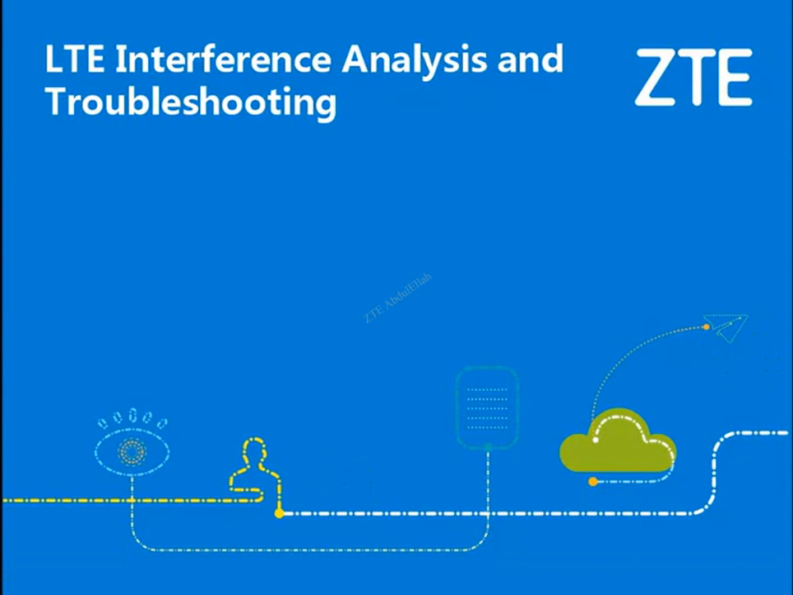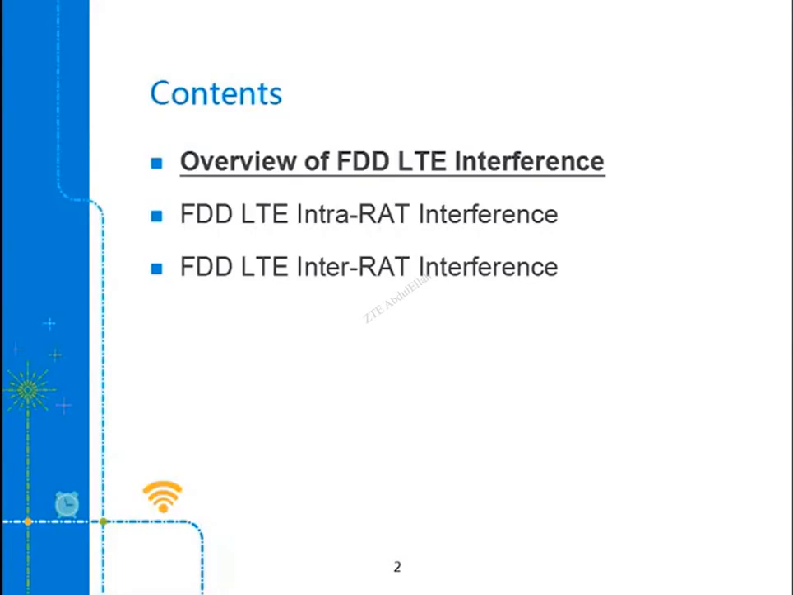Today's course is LTE interference analysis and troubleshooting. First, we can see the content. Today, we will learn about three topics. First is the overview of FDD LTE interference. Second, about FDD LTE intra-RAT interference. The last about FDD LTE inter-RAT interference.